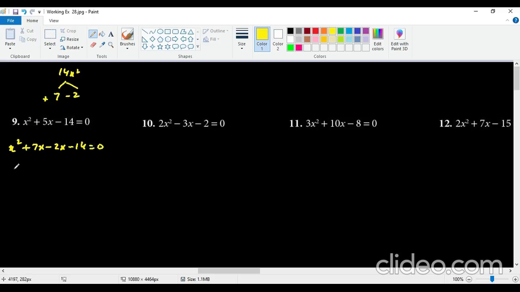X is common in the first and second. So x plus 7, and x plus 7 equals 0. And in the middle term we have minus 2. So we have x minus 2 equals 0.